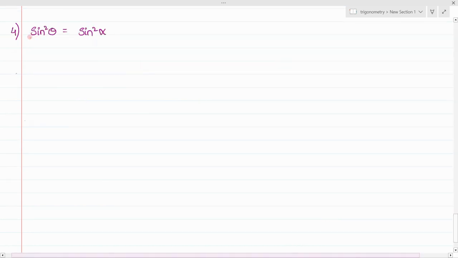Next standard trigonometric equation is sine square theta is equal to sine square.